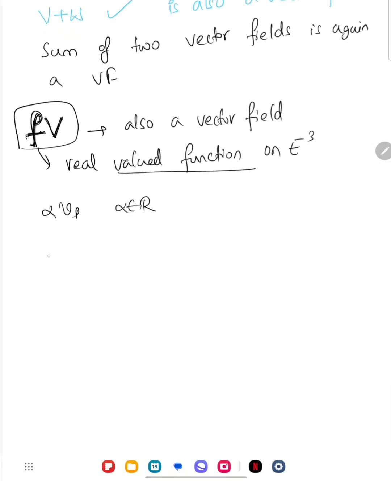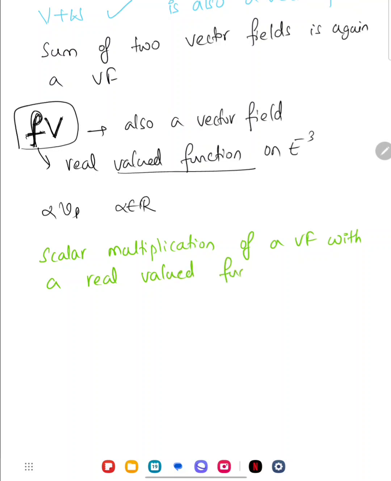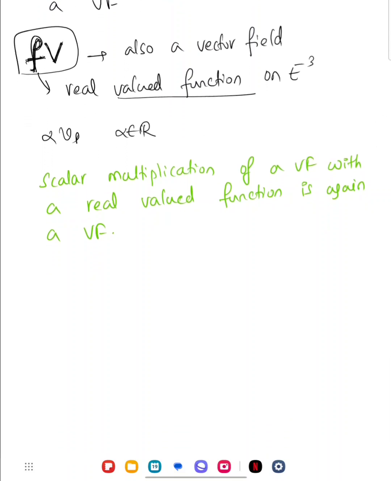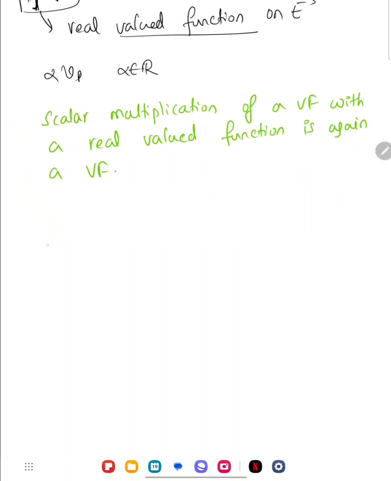Hence, one can say that scalar multiplication of a vector field with a real valued function, means here a real valued function is multiplied with the vector field, is again a vector field. So this is how we perform addition of two vector fields and scalar multiplication of a vector field. So these vector fields can be seen in a similar line with vector spaces. So we can compare vector fields with vector spaces.